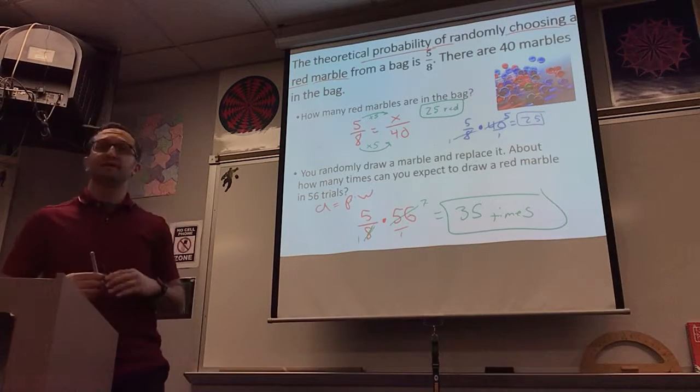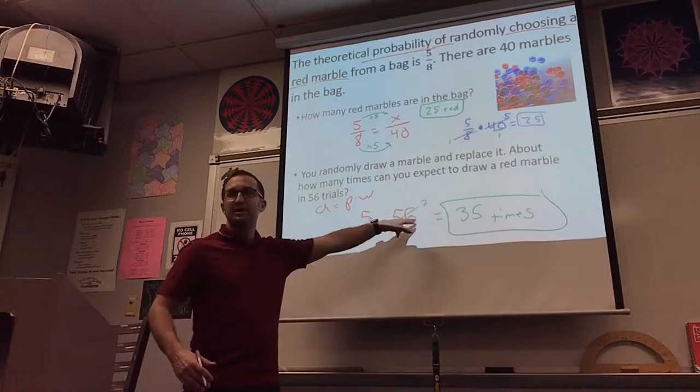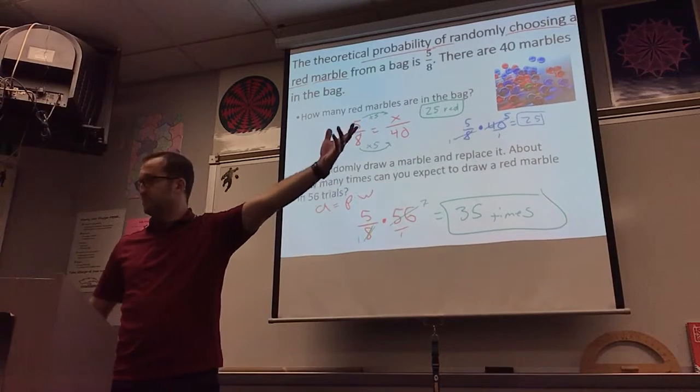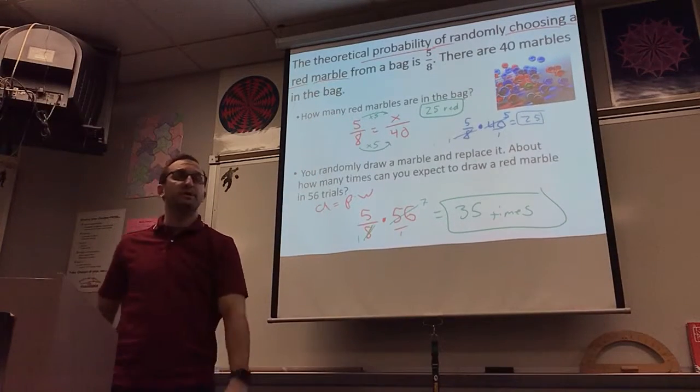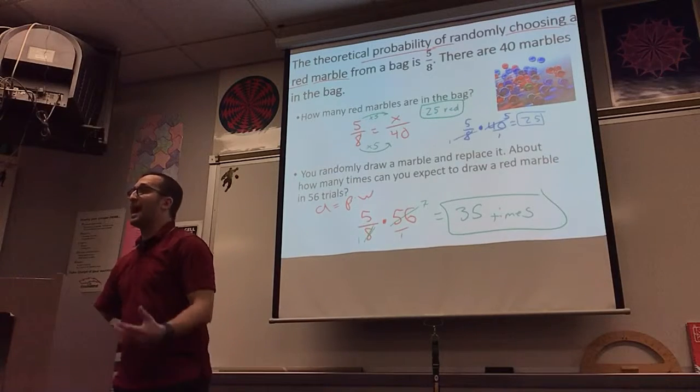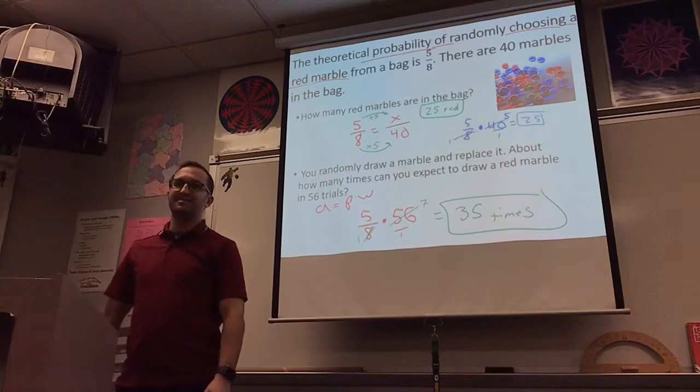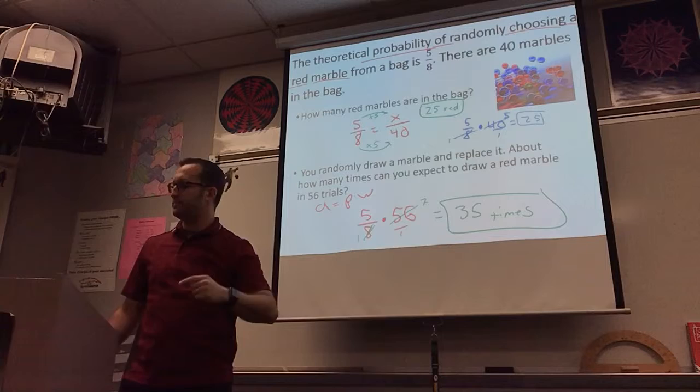Ladies and gentlemen, the pattern is this. Take the probability and multiply it times the total number you do. It's that simple. That's how you make predictions, right? Remember when I said half of 100 and you all told me 50? Because you did 1/2 times 100.